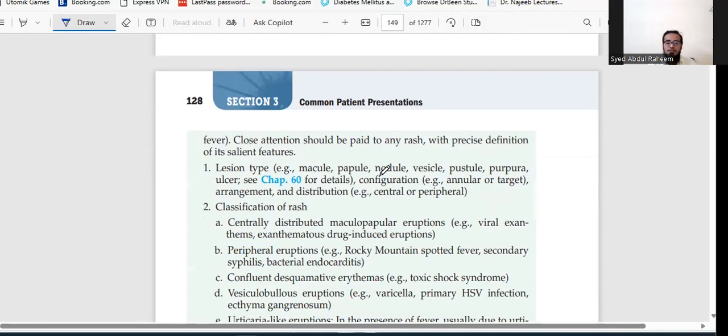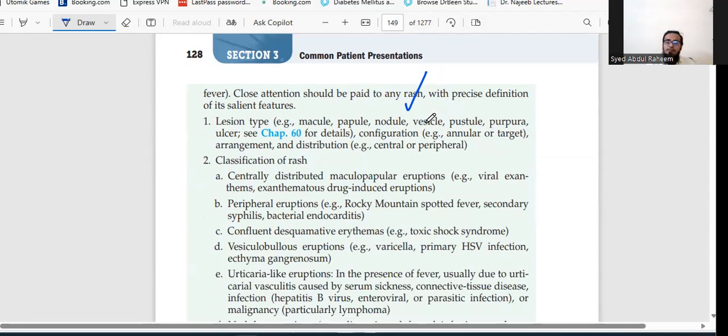Infectious diseases. Close attention should be paid to any rash. So you have to ask about rashes. This is one of the things that can indicate some other diseases also. And you have to check whether there is any ulcer, any infective thing like a lesion.